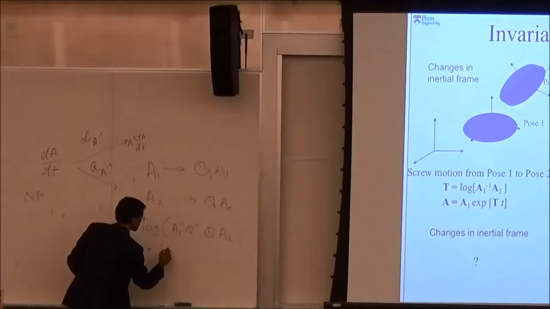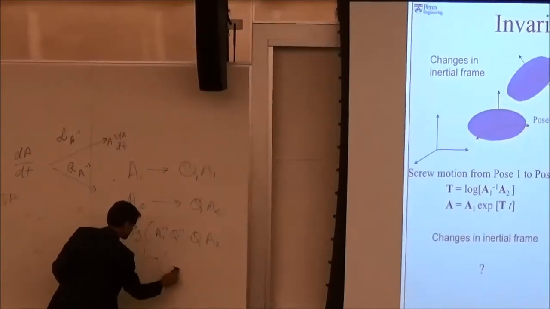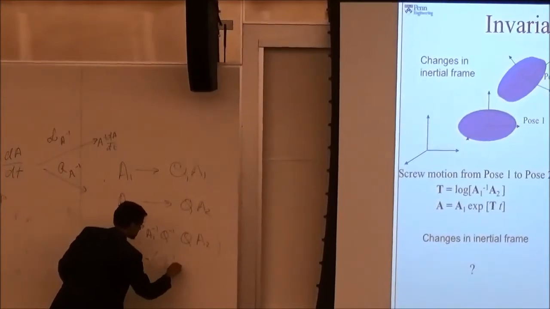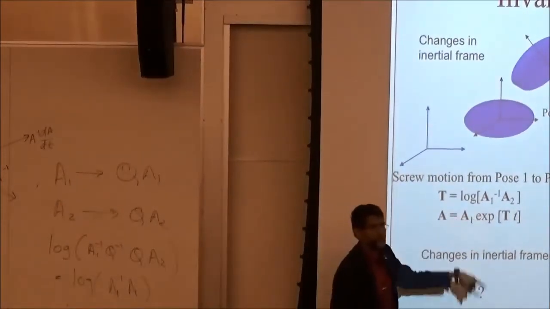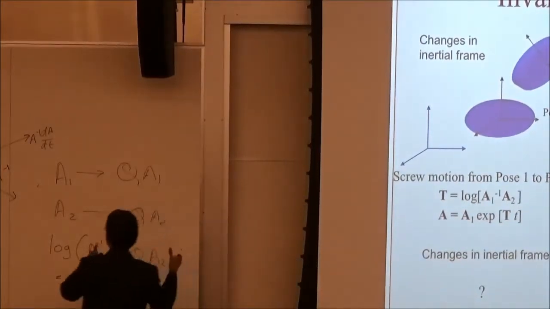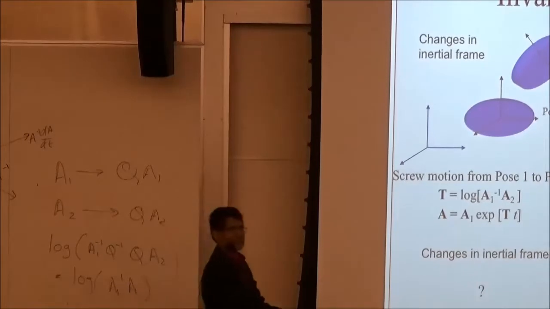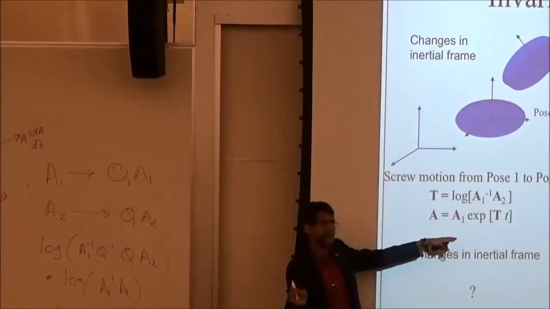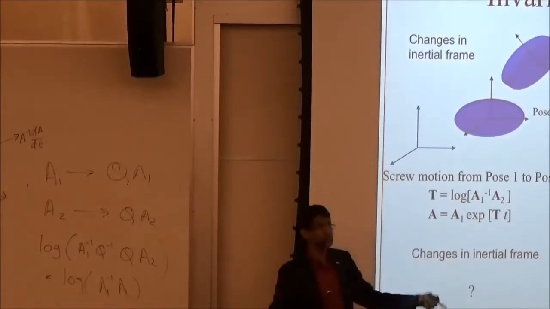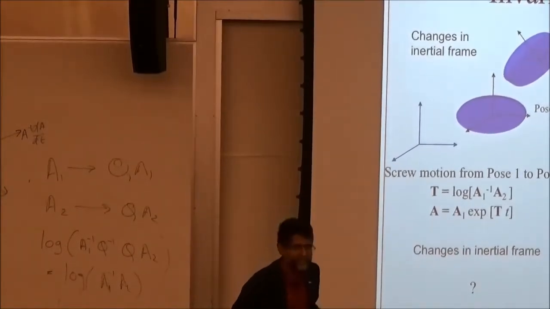And this is nothing but log of A1 inverse times A2, which is essentially the same thing. So you can see by changing the inertial frame, I've basically gotten the same result. So that's a quick check to make sure that this computation is the right computation. Because if I got a different screw motion just by changing the inertial frame, then obviously I made a mistake somewhere.